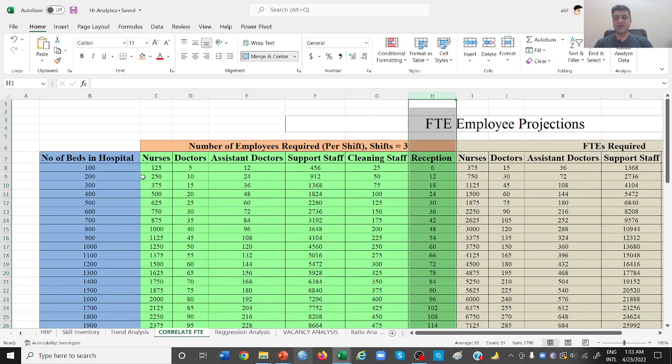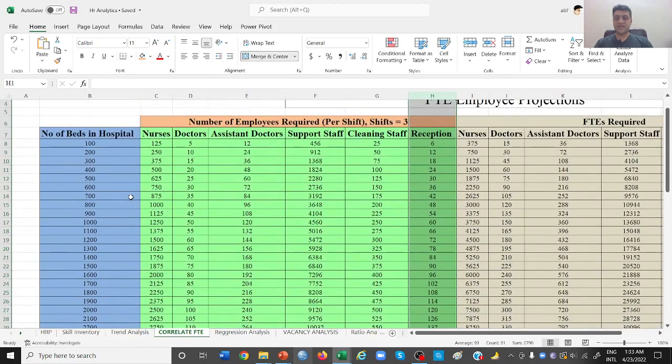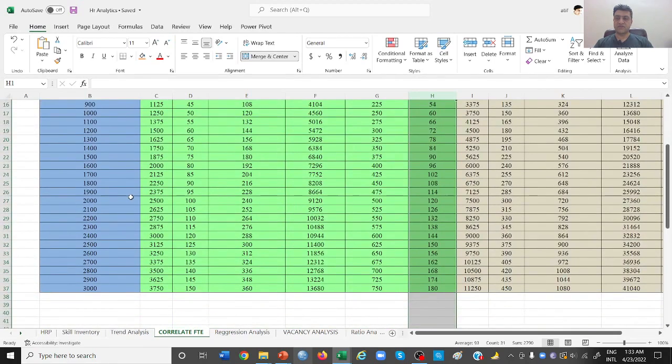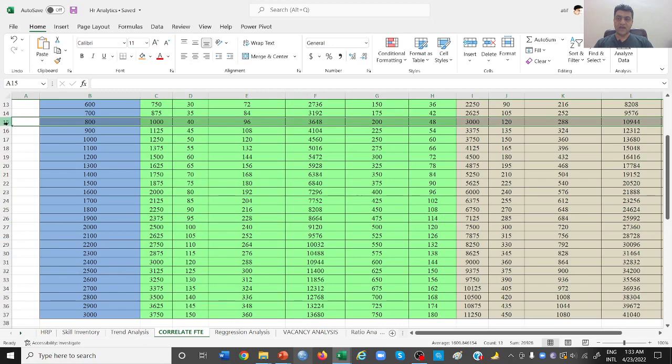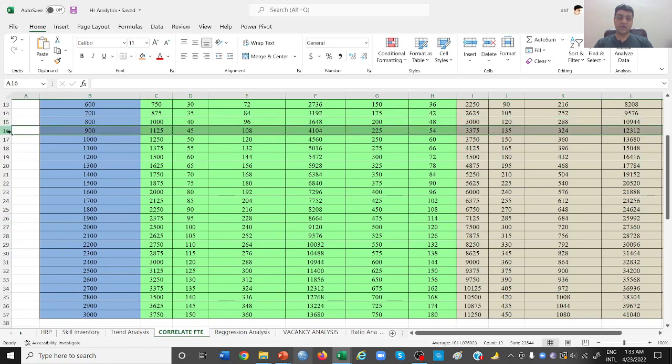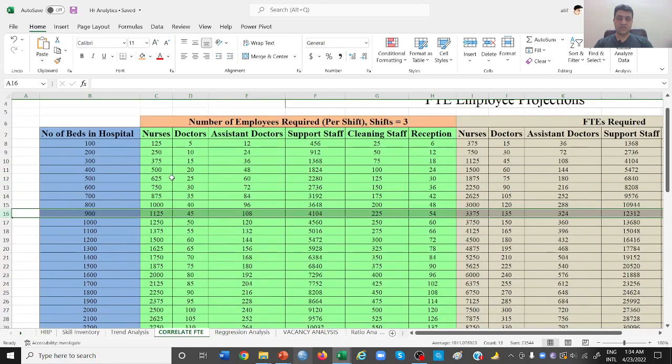Now, if we look at this data, let's say if we have to start a hospital of 850 beds. So we do not have the exact data. We have the data of 800 beds. We have the data of 900 beds, but we don't have the data of 850 beds. So how many doctors, how many nurses, how many staff will we be needing so that our hospital of 850 beds can run smoothly?